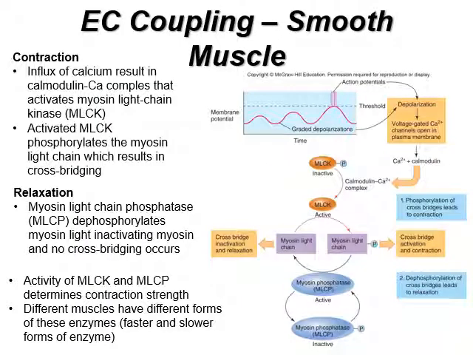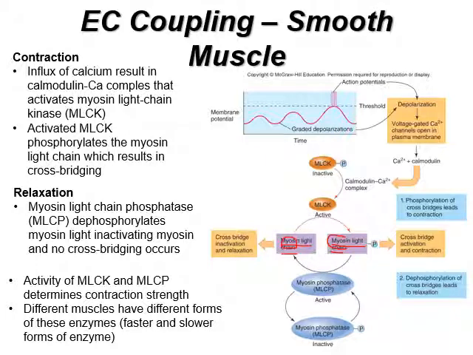And then finally, here comes the coup de grace, the EC coupling for smooth muscle. For our cardiac and our skeletal muscle, we had troponin and tropomyosin as our regulators. Here, it's going to be phosphorylation of the light chain, the myosin light chain. So phosphorylation is what's going to cue whether the myosin head is on or off.